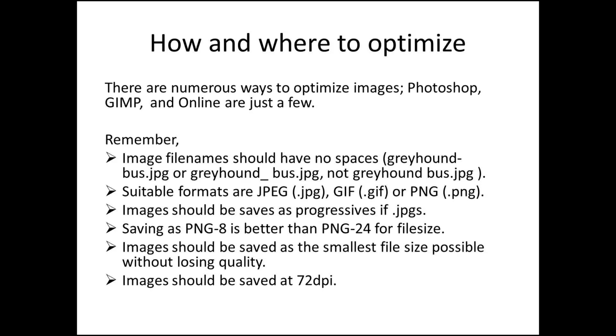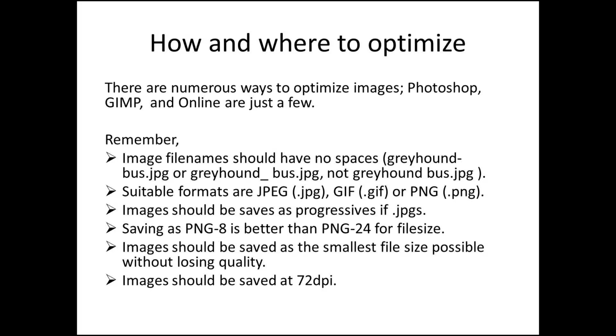Again, I mentioned before, if it's a JPEG, it should be a progressive. You'll notice that when you go to a website, if the picture slowly shows itself, that's a progressive. A PNG 8 is better as far as file size than a 24, but honestly, I've had better luck with the 24s, so I deal with the 24s, and I probably take a hit because of it.